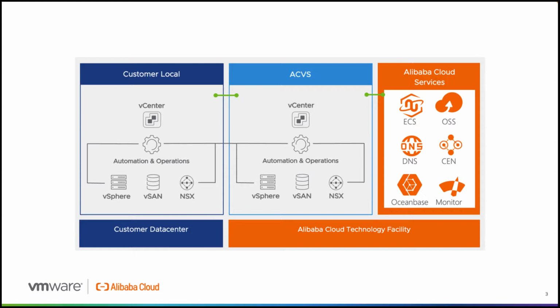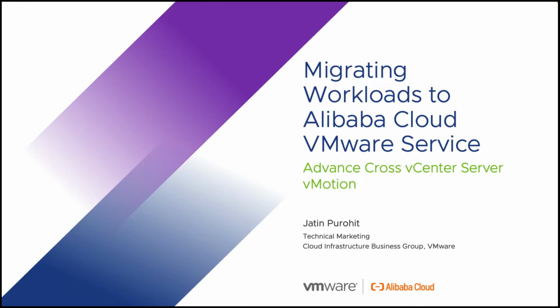Alibaba Cloud VMware Service, also known as ACVS, allows you to deploy VMware SDDC to Alibaba Native Cloud. With this, customers can access the scale and agility of the Alibaba Cloud while still retaining the same VMware tools and skill set. My name is Jatin Purohit, and in this video, I will demonstrate how to migrate workloads to Alibaba Cloud.